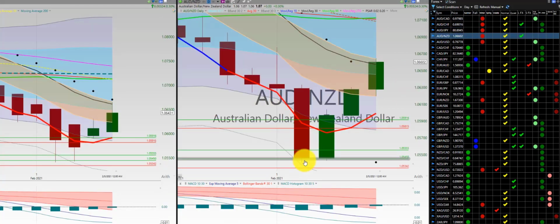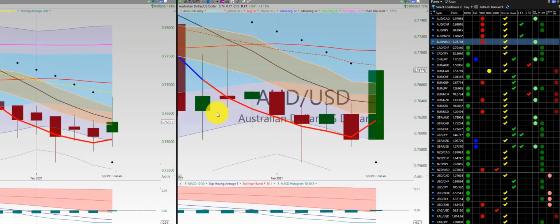Aussie dollar New Zealand dollar, did not take this trade. Went all the way down to the Z3. Risk reward was not that, so I didn't take that trade. Then we had a 1-2-3 punch out on the longs. Nice.